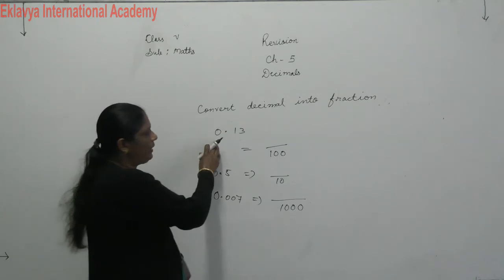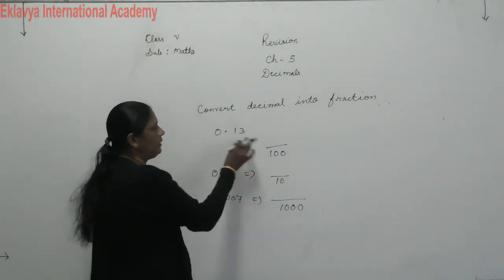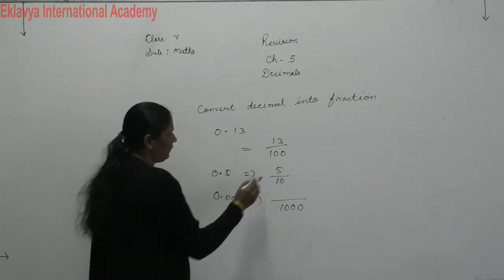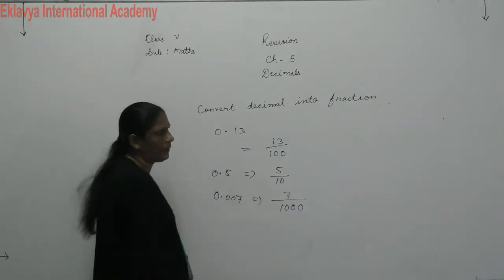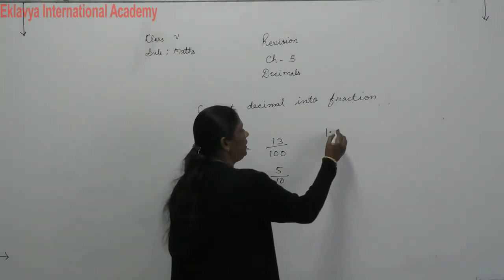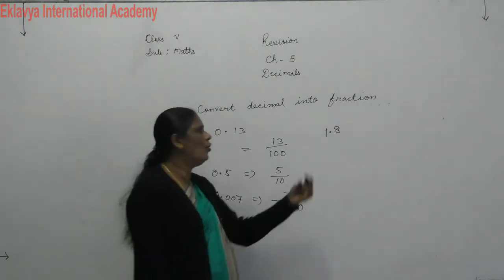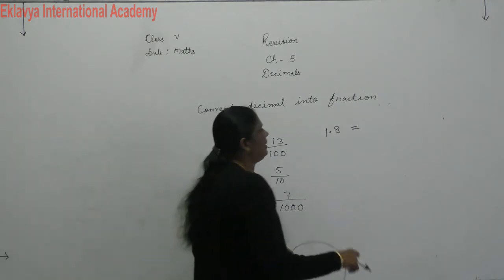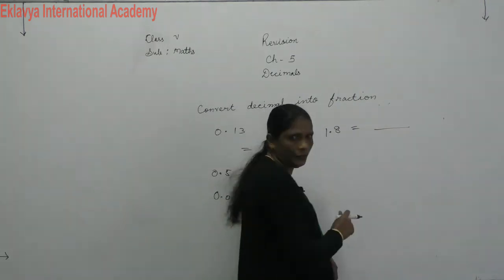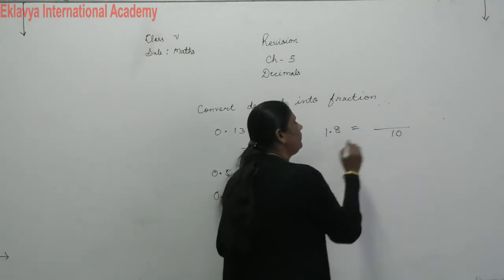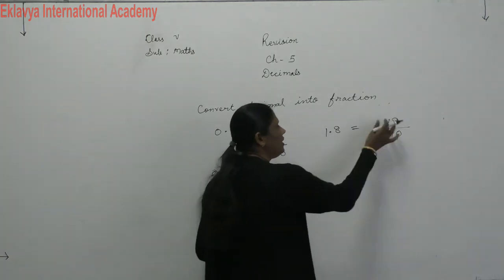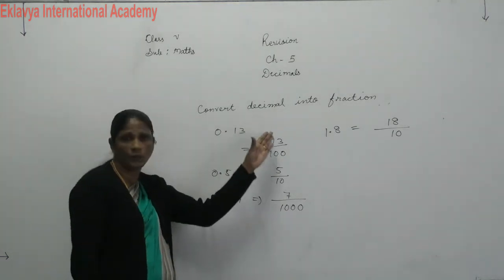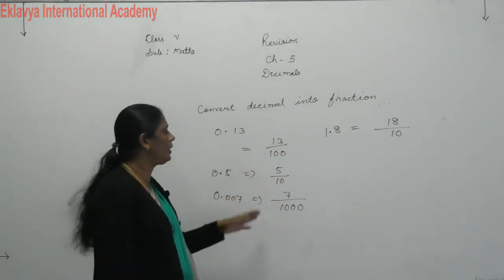Here, now we write our denominator is 100, then our numerator 13. Here our numerator 5, here our numerator 7. Then here 1.8. How many decimal places here? 1 decimal place. Therefore, the denominator is 10. We write the whole number part also. Understand? Now put this in short form, in lowest terms, you cancel this number.